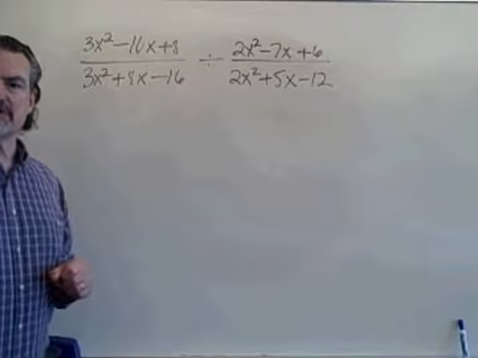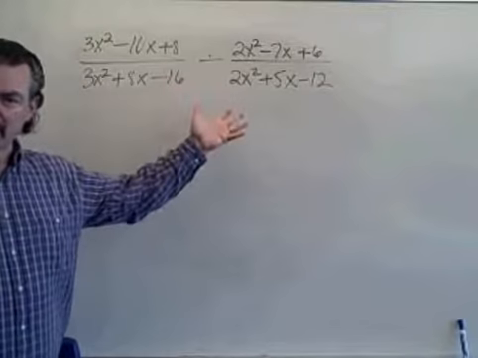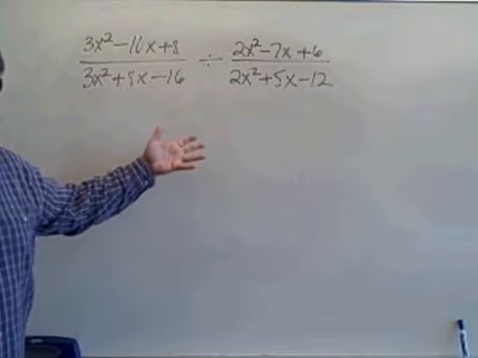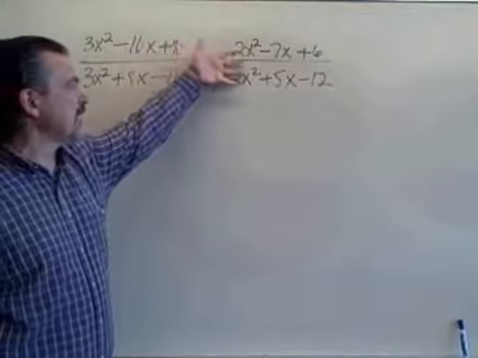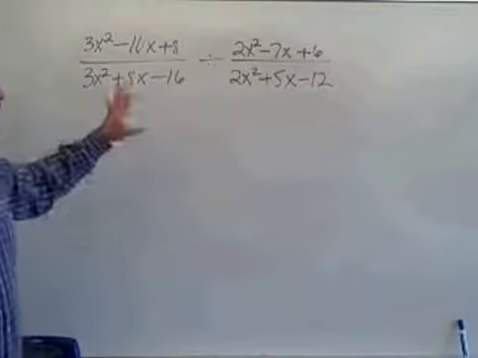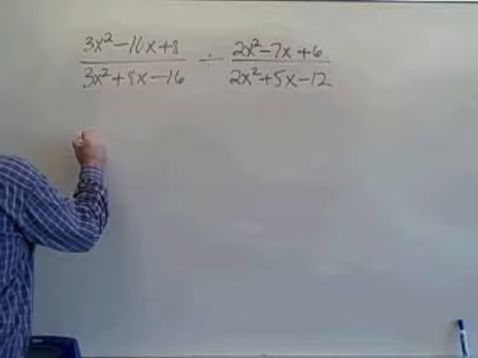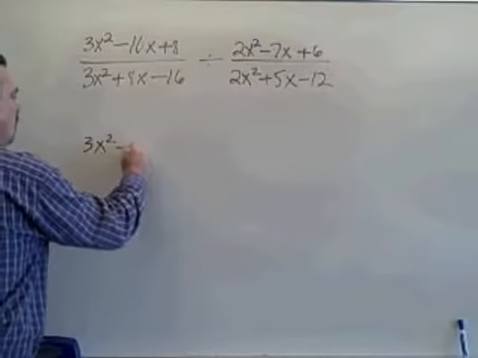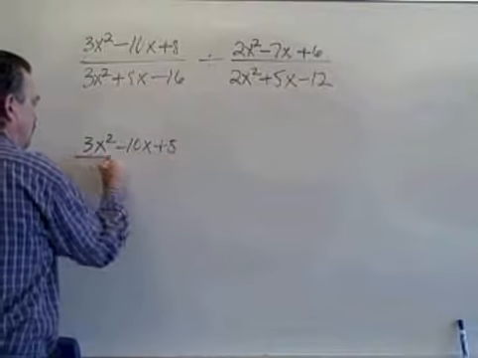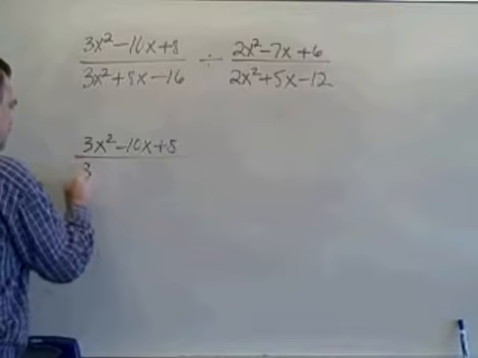Here's another example of a division of rational expressions. When we divide with fractions, we turn it into a multiplication problem where we multiply by the reciprocal of the divisor fraction. So I need to first rewrite this as a multiplication. The first fraction remains unchanged.